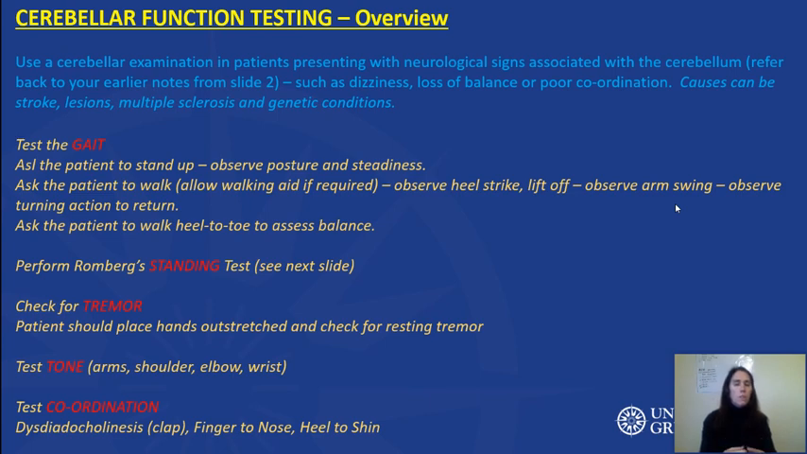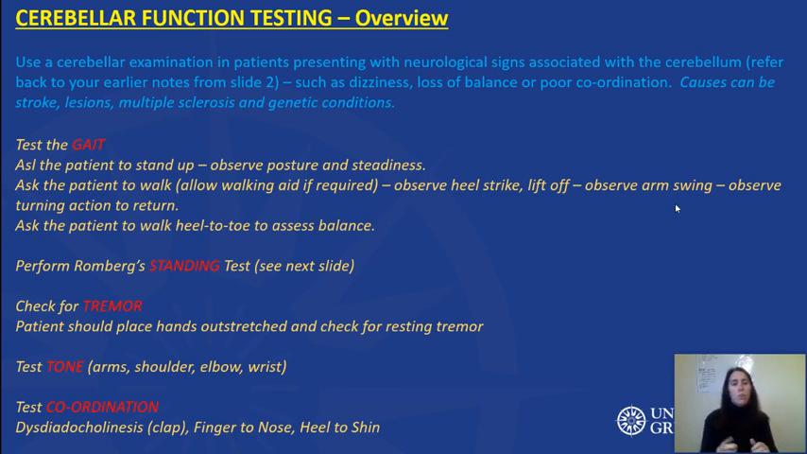You're going to check their tone. So this is the same kind of thing as you do in the FAST test, checking their strength, checking it on their arms, on their shoulders, like shrugging shoulders, and checking it on their elbows, checking it on their wrists. You put your resistance to them and see how strong they are. Checking both sides, bilateral, is it the same?